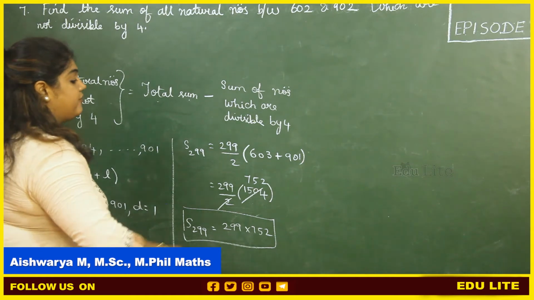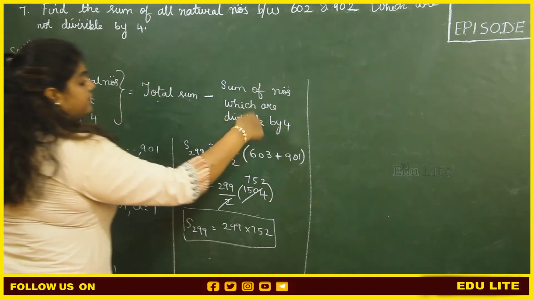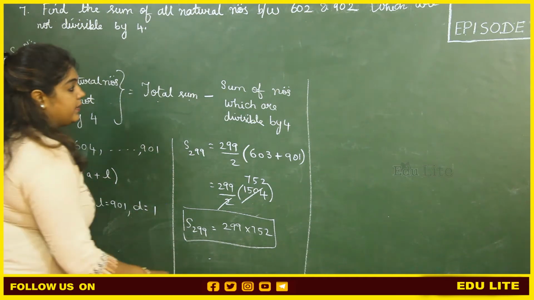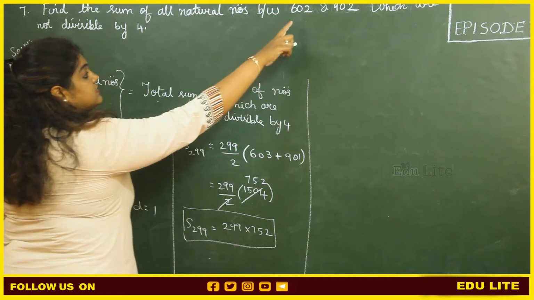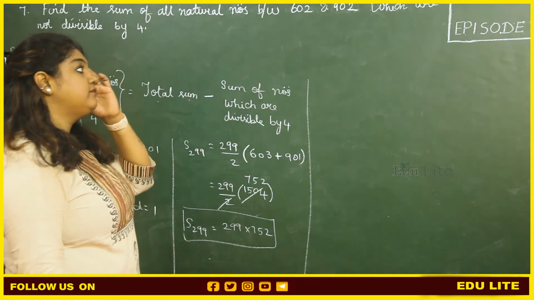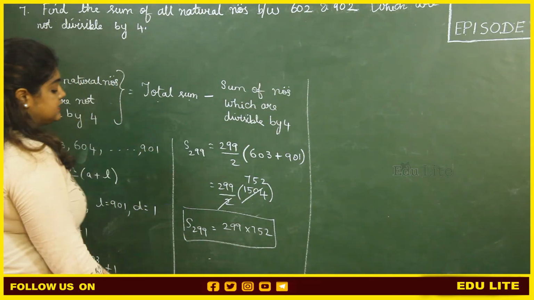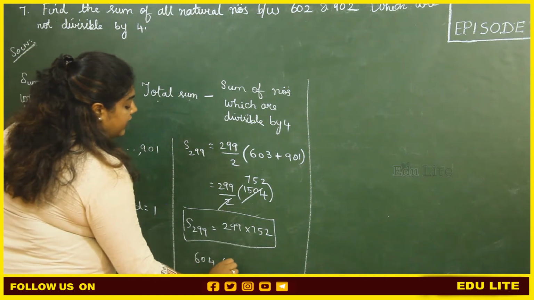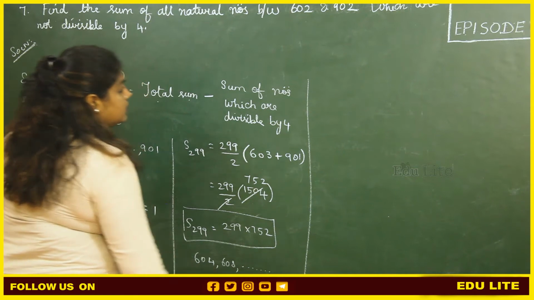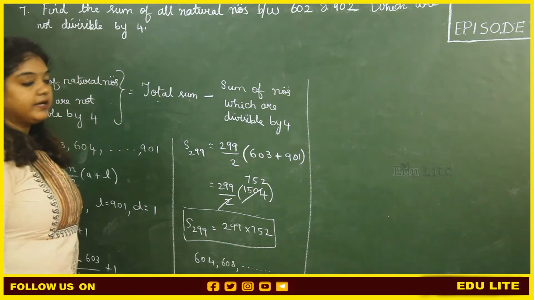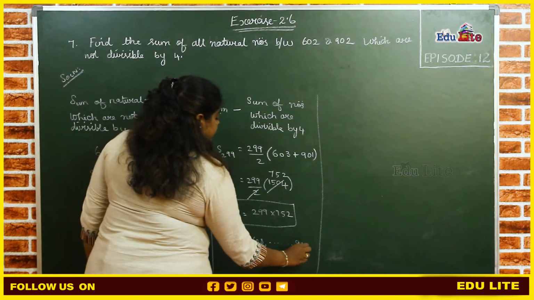Now next, we have to find the sum of the numbers which are divisible by 4. Again we have to construct the sequence, where 602 and 902 are not included. After 602, the number which is divisible by 4 is 604. The sequence will be 604, 608, and so on, and before 902, the last number divisible by 4 is 900.